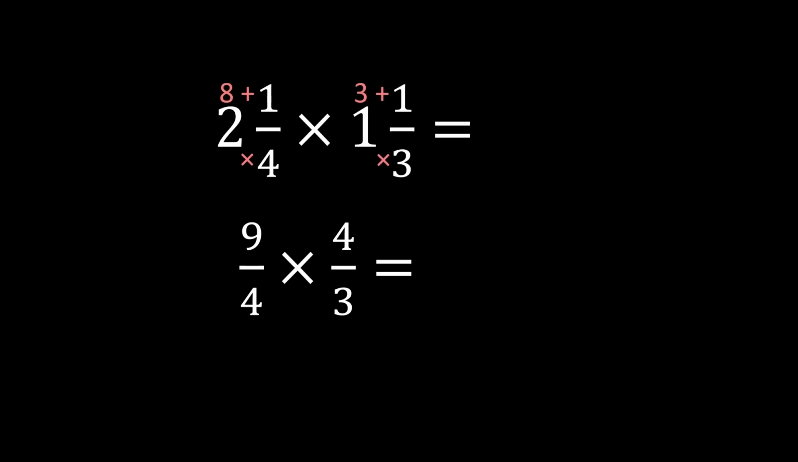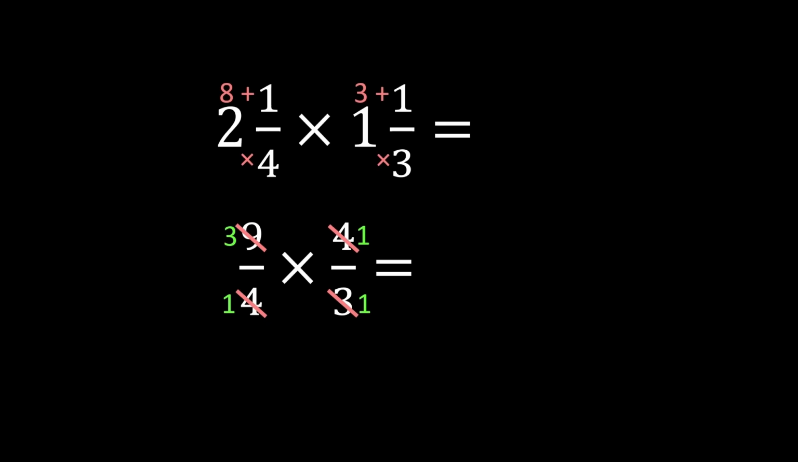Now I have 9/4 times 4/3, and the first thing I notice is that I can do some cross-canceling here. I have two 4s, and I can simplify those 4s by dividing 4 by 4, leaving me with 1, and dividing the other 4 by 4, leaving me with 1. Then, looking at 9 and 3, 9 and 3 share a common factor of 3, so I can do some cross-simplifying here as well. 9 divided by 3 is 3, and 3 divided by 3 is 1.